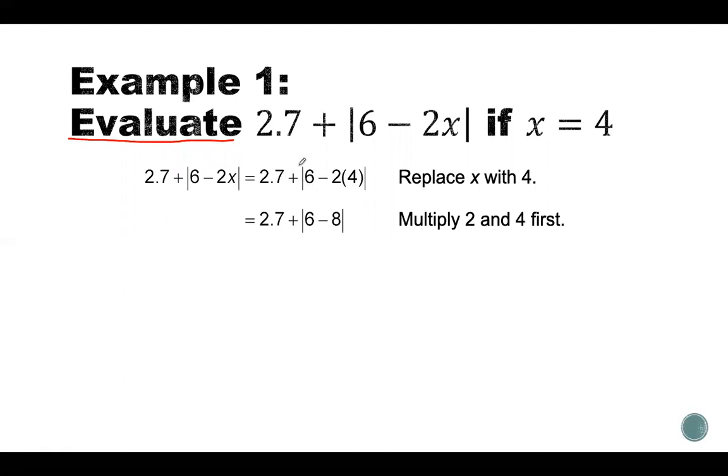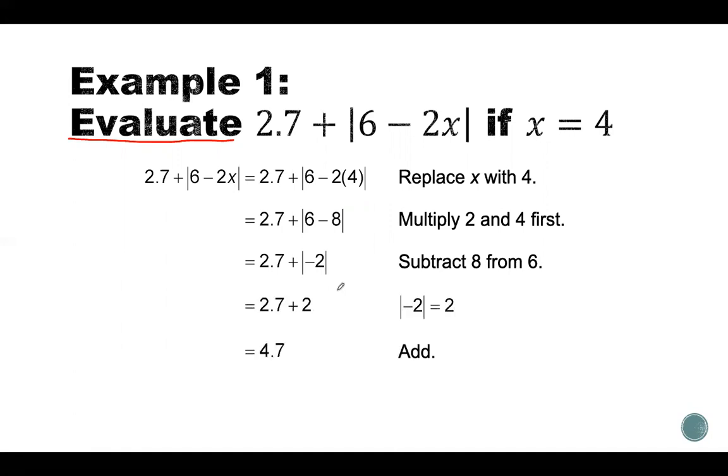So we're going to treat these absolute value symbols the same as if they were parentheses for when we're looking at PEMDAS. We're going to deal with everything on the inside before working on the outside. So we're going to do 6 minus 8 to get -2. The absolute value of -2 is 2. And we're going to go ahead and add to get 4.7 for our answer. Again, pause as needed for you to take notes.